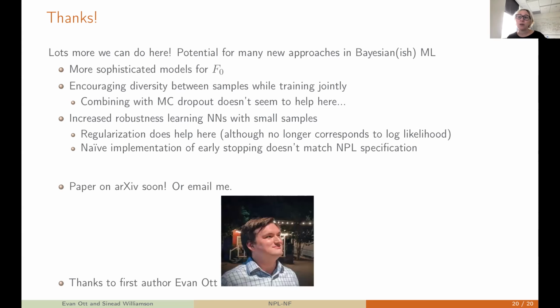I'm behind the ball. I had totally intended to get the paper on arXiv before today, and it is not there yet. It will be soon, I promise, or if you're impatient, then email me and I'll send you it. Or alternatively, read one of the many great papers on this area by Chris Holmes, Stephen Walker, Sonia Petrone, many others. And finally, this is all work with my PhD student, Evan Ott. He's about to graduate. He's great. So specific thanks to him.